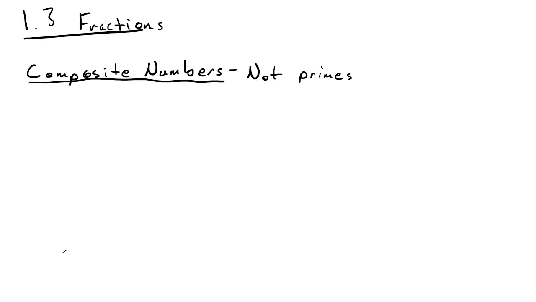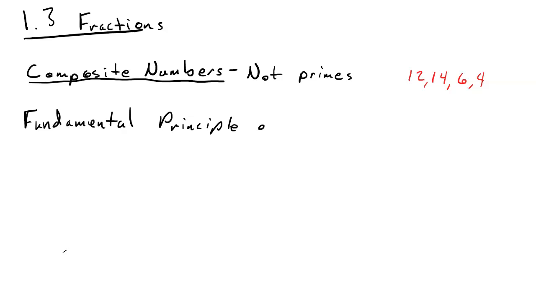So these are numbers like 12, 14, 6, 4, all those numbers that we were putting into primes on that last slide. Those are called composite numbers. And those are what we're going to break down into primes in order to simplify our fractions. Now, in your book, they go over what's called the fundamental principle of fractions. So what is this?